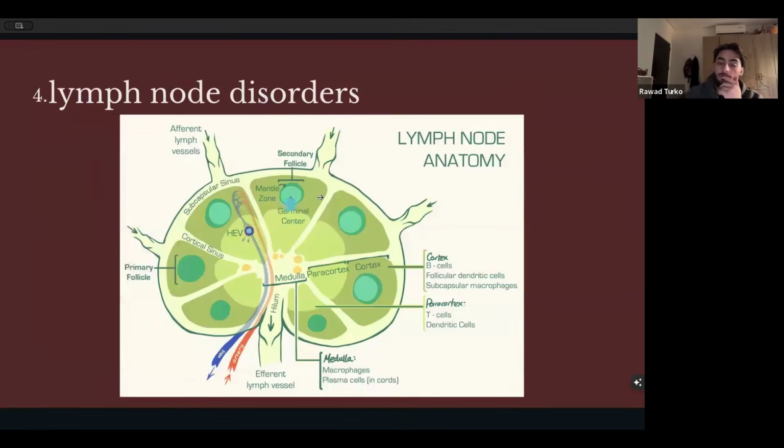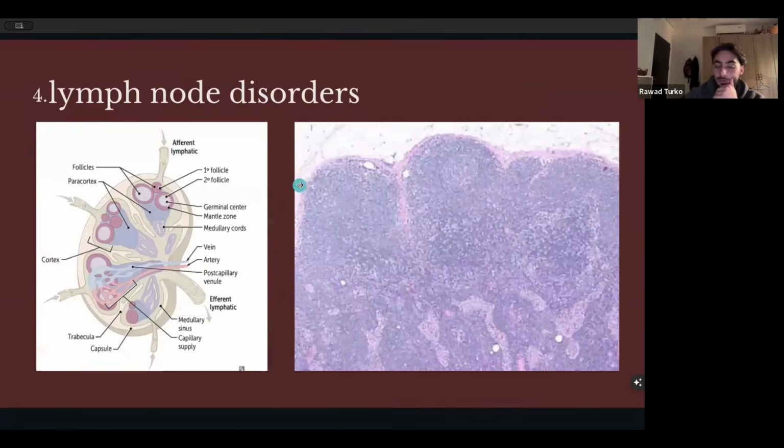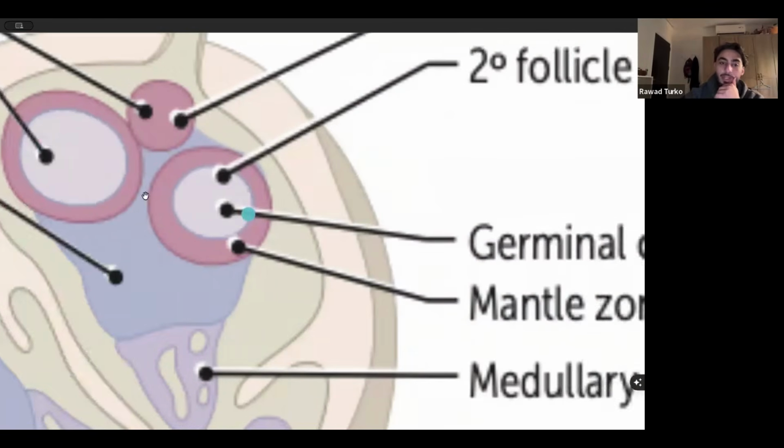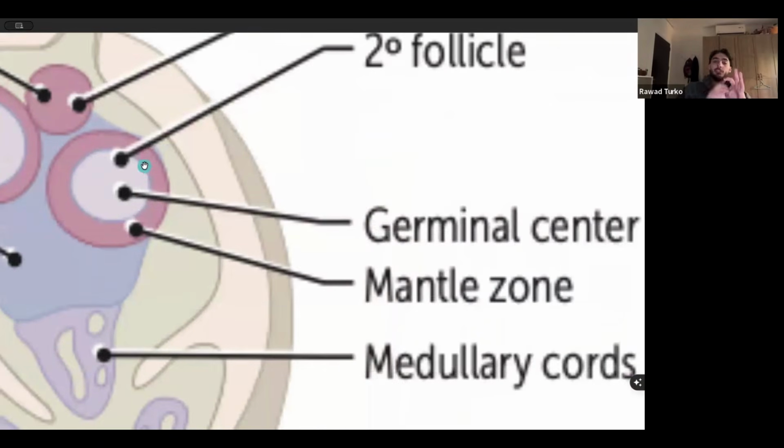So again, we have here a secondary follicle. In the center, we have the germinal center. Right to the outside of the germinal center, we have the mantle zone. Both of them are B cells. The only differences are the germinal centers are going to have different cell markers. There are more differences, but just for our sake, what we care about, germinal centers are going to have different cell markers than mantle zone cells.